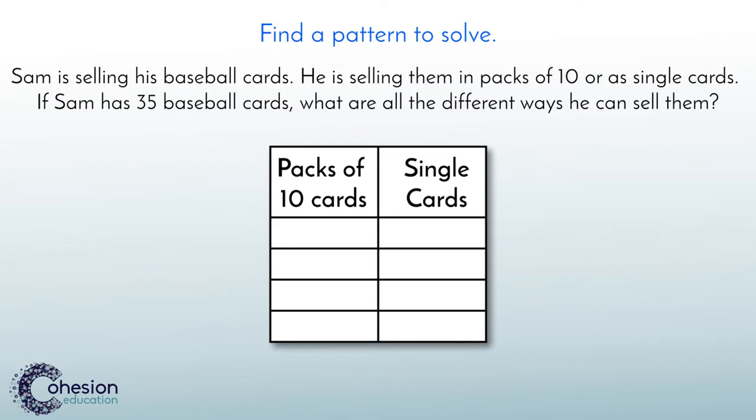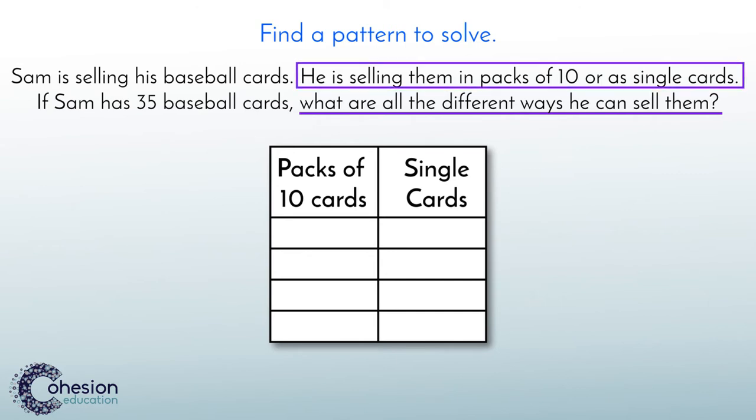The first step to a word problem is to understand what the question is asking you to find out. In this word problem, the question is asking for all the different ways or combinations Sam could sell his baseball cards. Now let's look for the important information we need. In this problem, the important information is that the cards can either be sold in groups of 10 or as single cards, and that there are 35 cards.